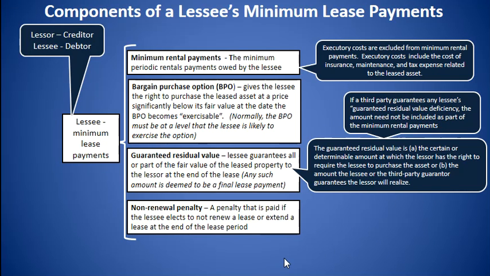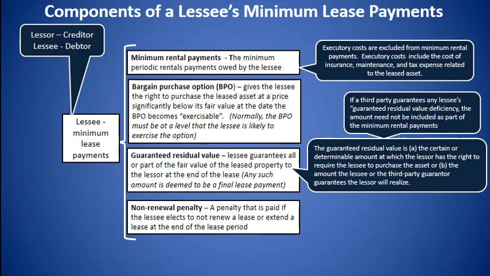We have four major components that make up what we call minimum lease payments. And remember, the lessor is a creditor and the lessee is a debtor. And right now we're talking about the components of a lessee's minimum lease payments. So, first of all, one of the components is what we call the minimum rental payments, and that is the minimum periodic rental payments owed by the lessee over the life of the lease.